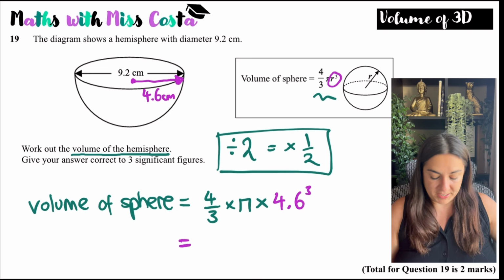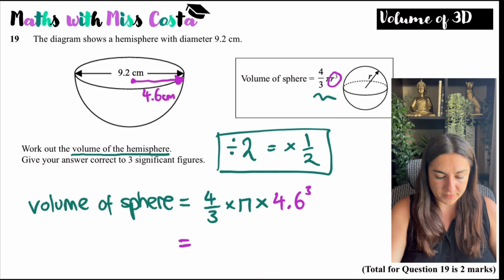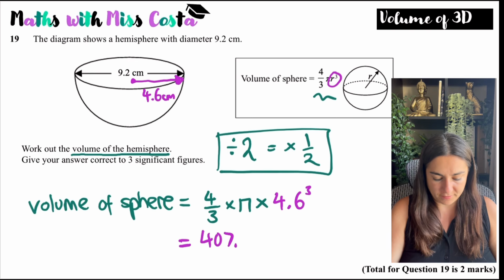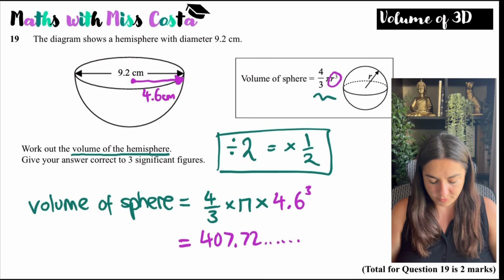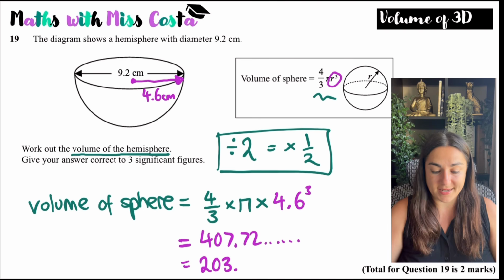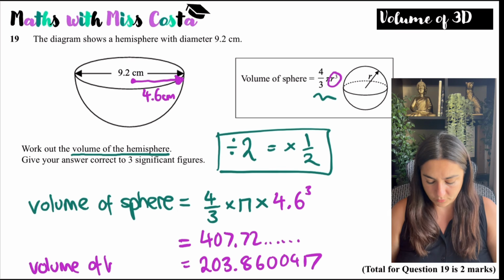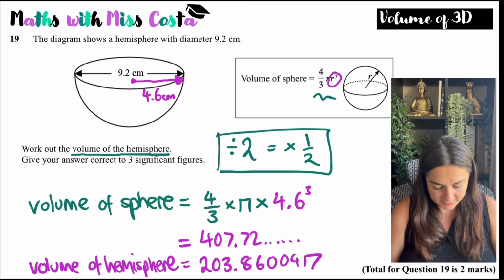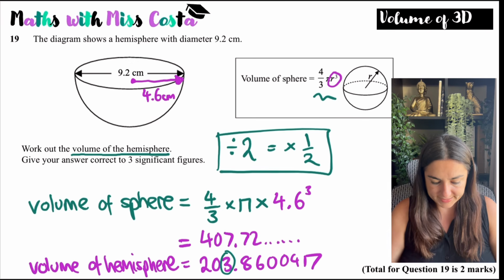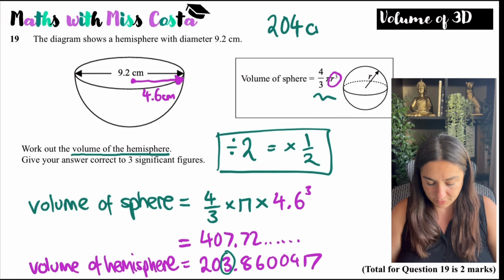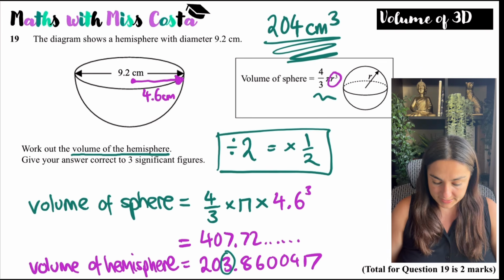And then you just divide it by 2 to work out the volume of the hemisphere. So 4/3 times pi times 4.6 cubed gives you 407.72, and we're just going to then divide that by 2, which is 203.86004. So that's the volume of the hemisphere, and they've said give it to 3 significant figures. So 203, I'd circle the 3, look next door, it's going to round up, so that my final answer would be 204.